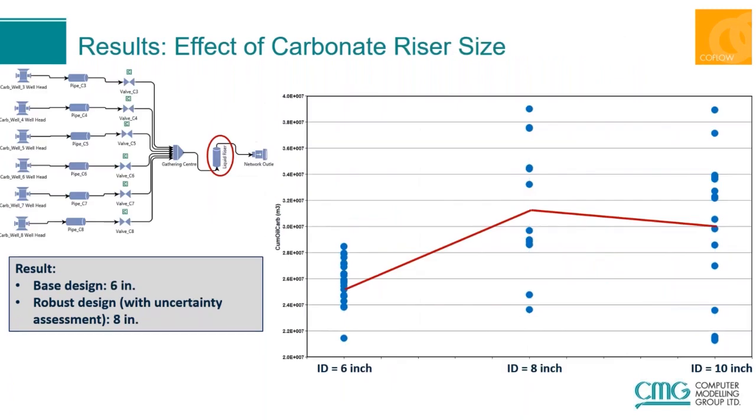The third thing was the effect of carbonate riser size. In the base design, the carbonate riser was picked as a 6 inch riser, and you can see that if I was using a 6 inch riser, my production will be quite low. If I would increase the riser size to 10 inch, it increases production, but it's still not optimal. But using an 8 inch riser was the best design, and that came from CMOST as well. So we changed our design to be using an 8 inch riser.